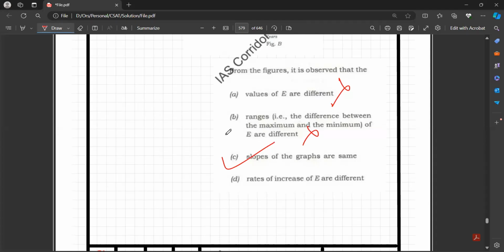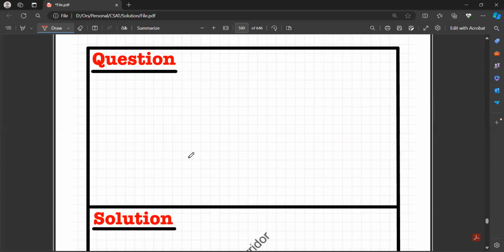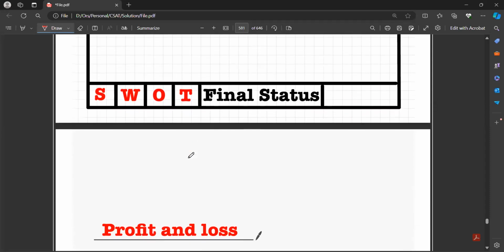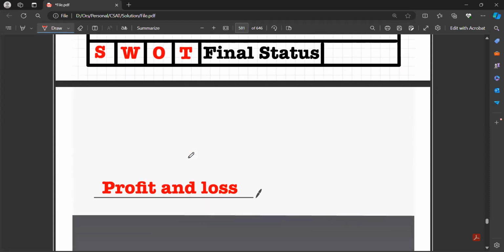Clear? So with this, we come to an end to this topic of graphs, graphical analysis. And in the next class, we will be beginning with the next topic, that is profit and loss.